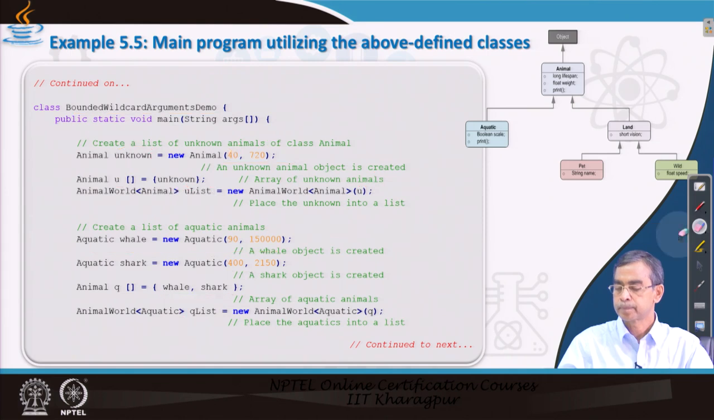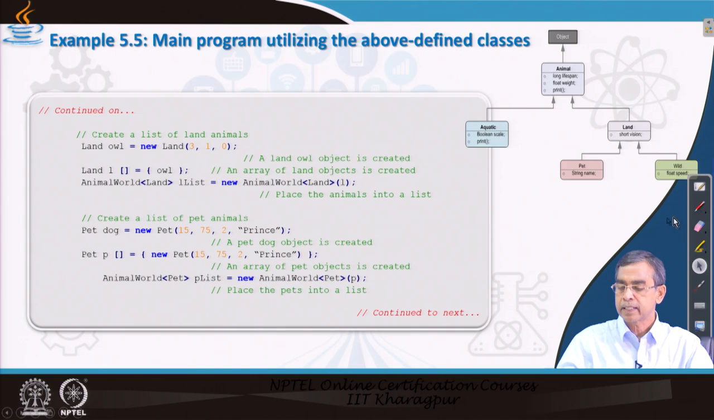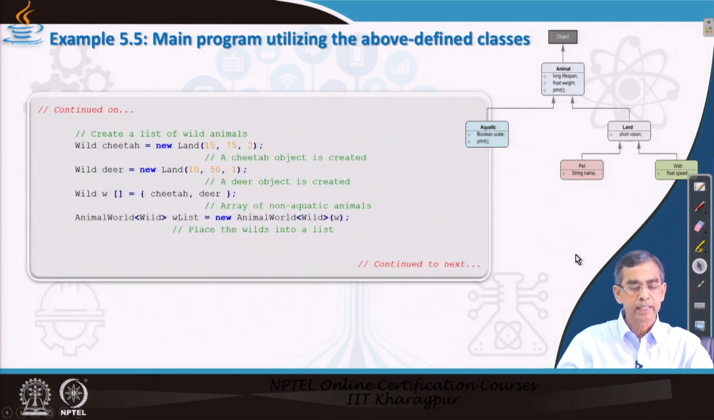Now, likewise we can create lists of animals belonging to each class, and this is the same extension. The L list is basically the list of land animals, and this P list is the list of pet animals, and likewise this is the list of wild animals, so W list we can say. So, these are the different wild animals, and the list is created.